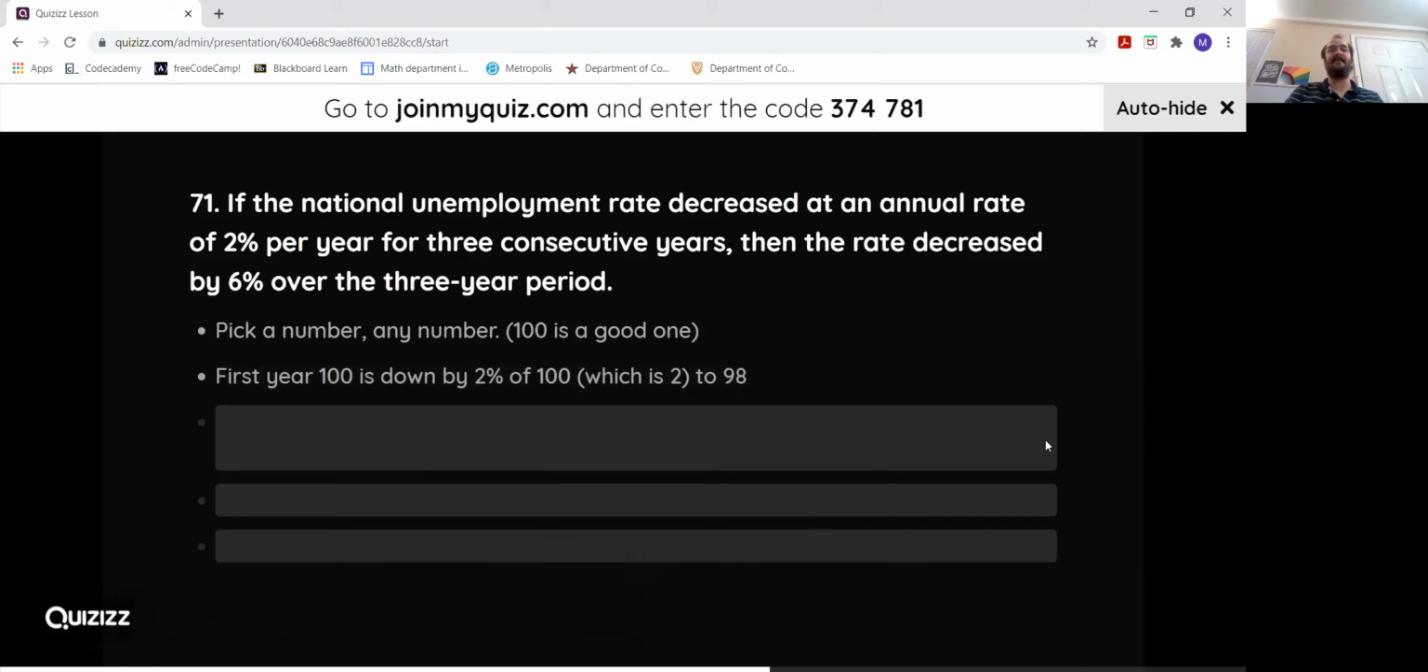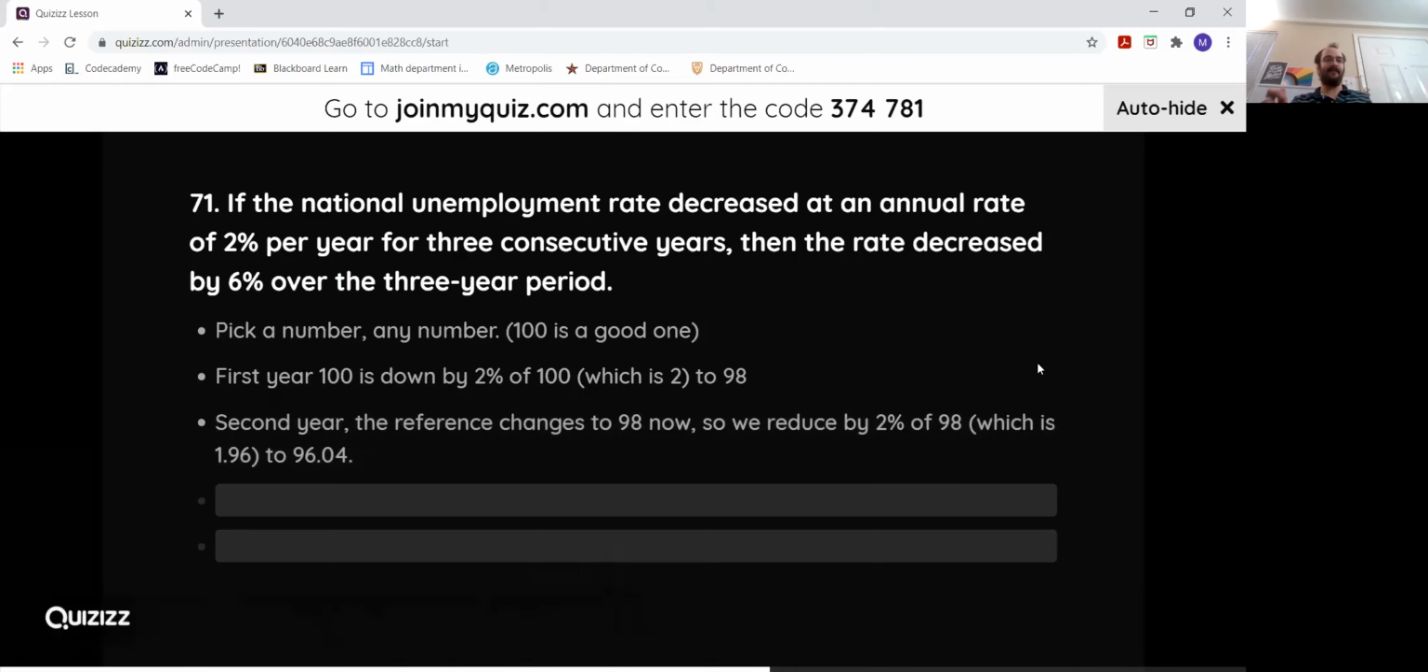Inductive logic, that's what I'm trying to think about. We're doing these sort of inductive proofs. It doesn't really prove it per se, but we get a pretty good idea of what's going on. So the first year, 100 is the value that we're starting out with. If we want to go down by 2%, 2% of 100 is 2. So we take it down 2. 100 minus 2 gives me 98.